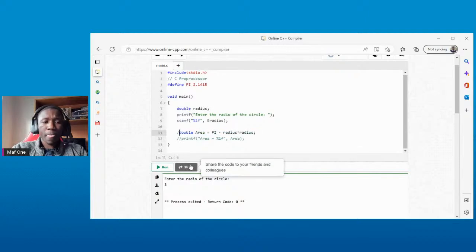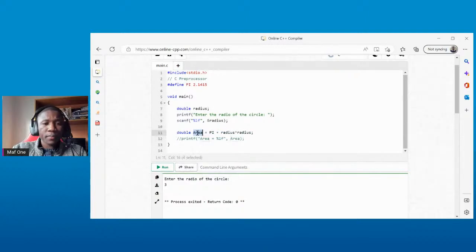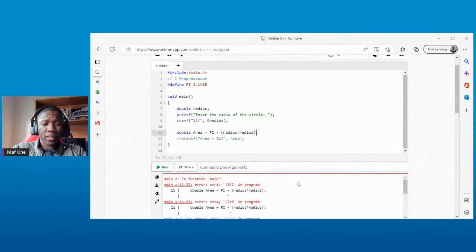Now we do this. Double area is going to be equal to pi times radius times radius. What's the problem in that? Let me try to do with parentheses. I don't think the problem is that. I think I made a mistake, but I didn't see it yet. So okay, I understand now.